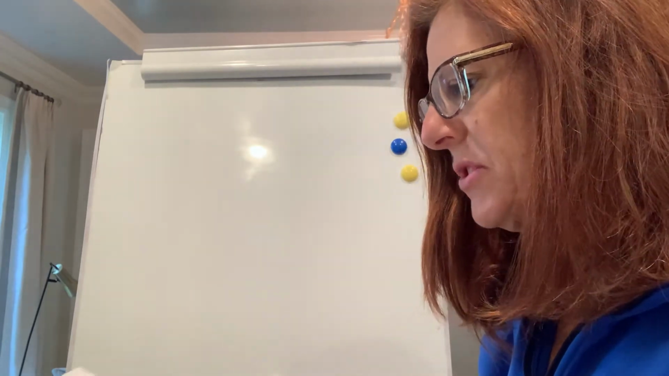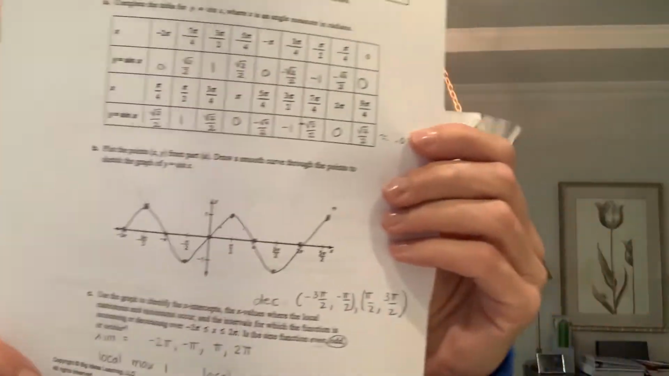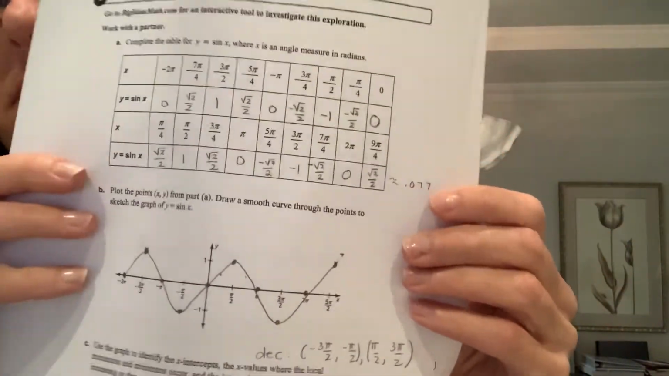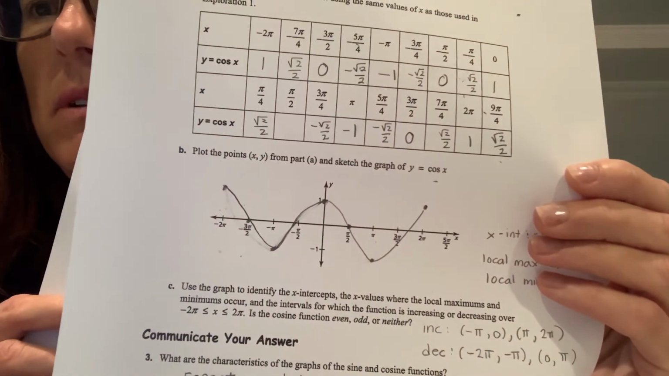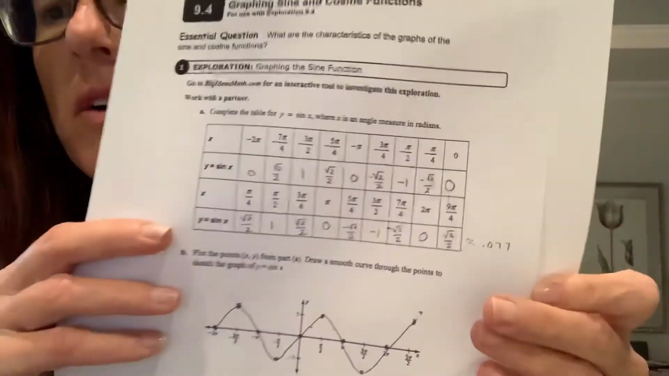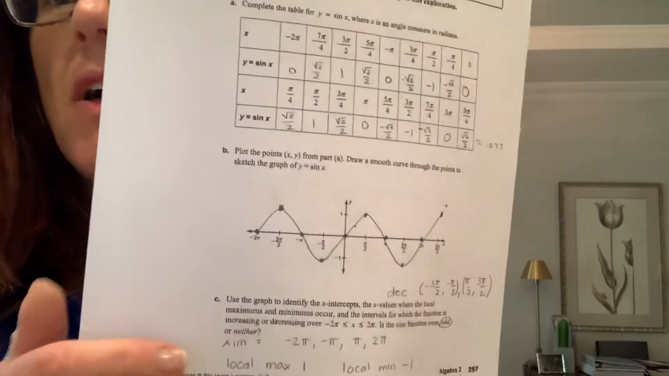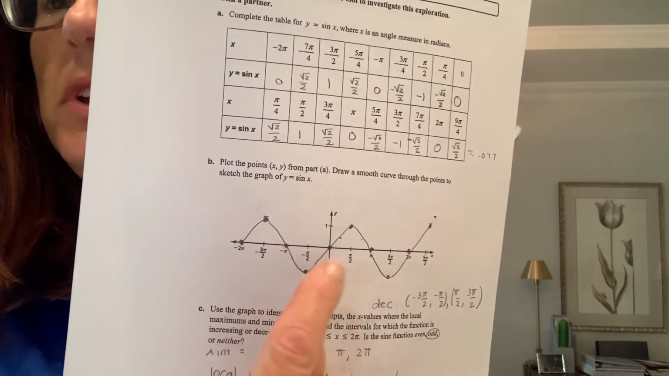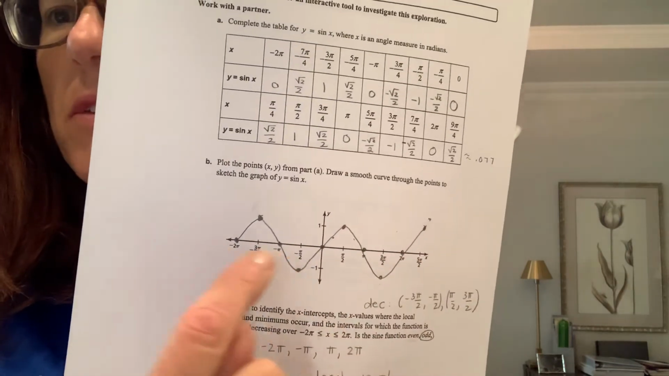So you were supposed to do the exploration, and you should have found that a sine graph looked like this, and a cosine graph looked like this. All right, and that's what we're going to talk about today. We're going to go over some vocabulary that we use here to describe how to make the graph.